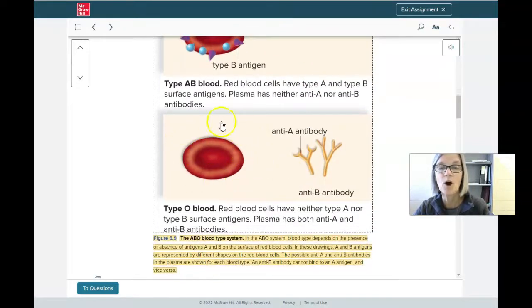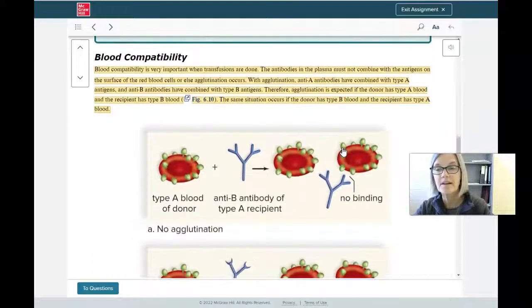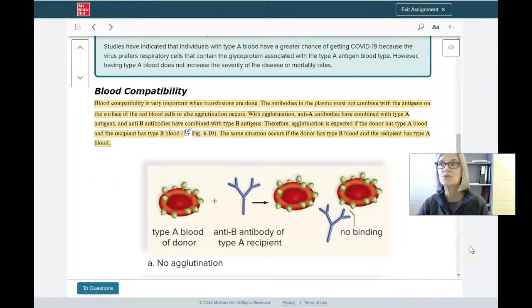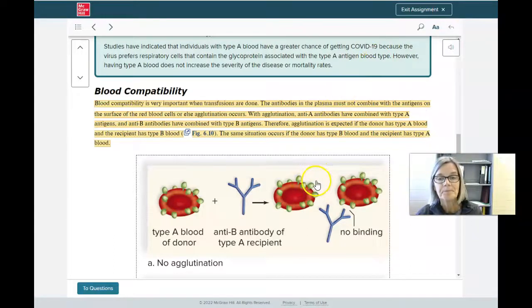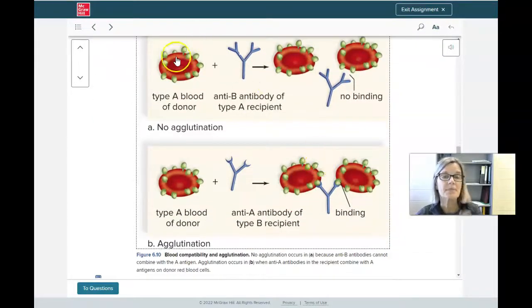And then finally, if you have type O blood with no antigens on the surface, you can make antibodies against A's because A's are foreign to you, and you can make antibodies against B's because B's are foreign to you. So what we know is that as long as you only receive proteins that you have already, as long as you receive antigens that you have already, you won't fight off the blood.